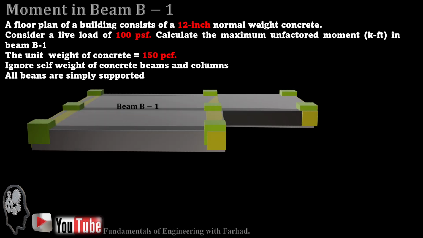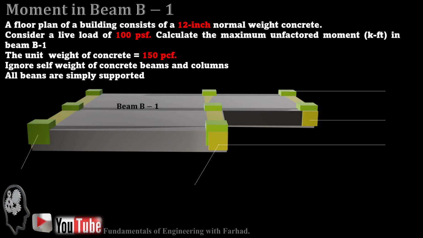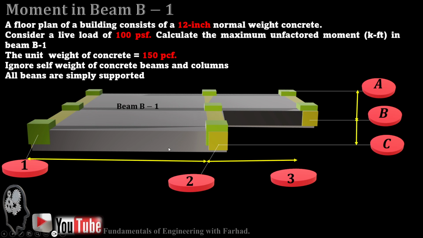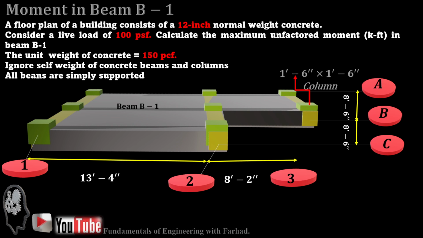So a floor plan of a building consists of a 12-inch normal weight concrete slab. Consider a live load of 100 pounds per square foot applied to the system. We want to calculate the maximum unfactored moment which applies to beam B1. This is beam B1. Consider the unit weight of normal concrete to be 150 pounds per cubic foot. Ignore the self weight of all beams and columns, and all beams are simply supported. Those are the conditions, and the dimensions are also provided for beams, slabs, and columns.